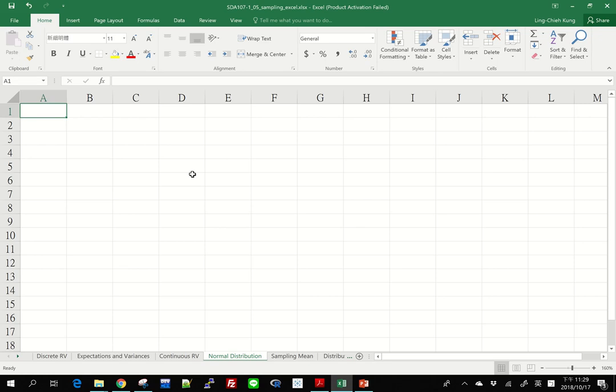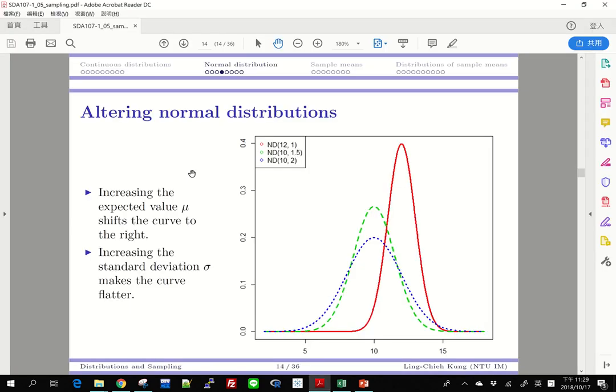So we have finished our introduction to normal distribution. Let's see how to use Excel to do some related calculations. For example here, we have a graph that depicts those normal curves or normal PDF values. For example this one, we have this blue curve. The blue curve is a normal distribution PDF with mean 10 and standard deviation 2.